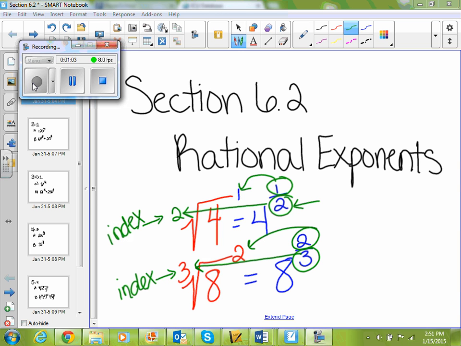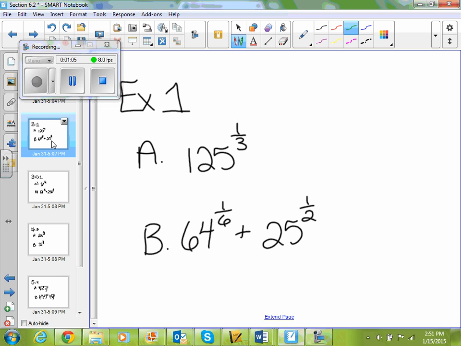Okay, kind of makes sense? Yeah. Okay, so let's look at some actual examples. If I'm given 125 to the 1/3, this 3 gets pushed all the way to the front, and it becomes the cube root. The 125 stays where it is, and the 1 gets pushed to the top. Okay, so let's actually figure out how to do that, because I'm going to guess that not everybody can do it in their head, right?